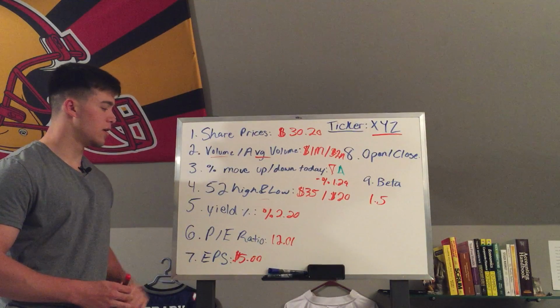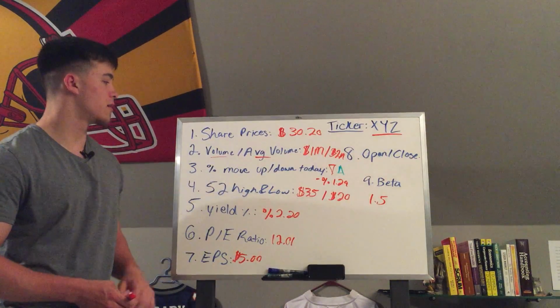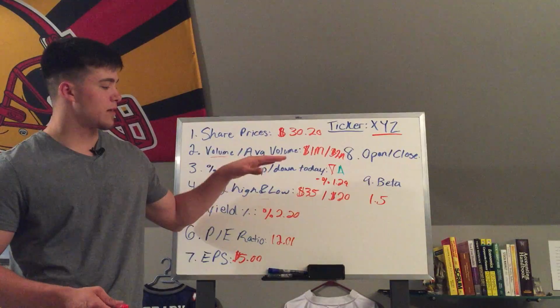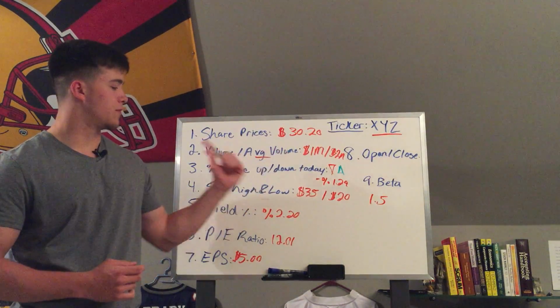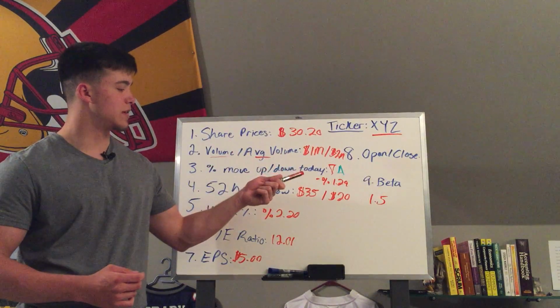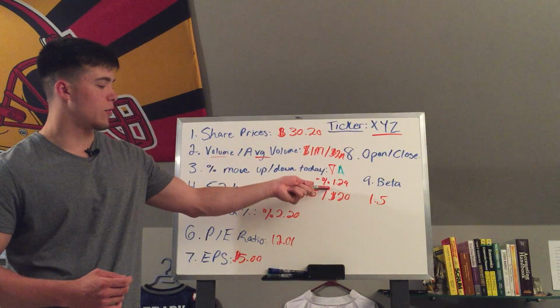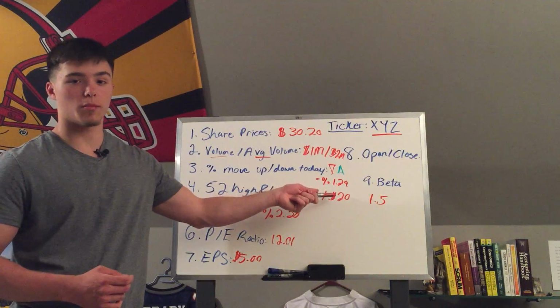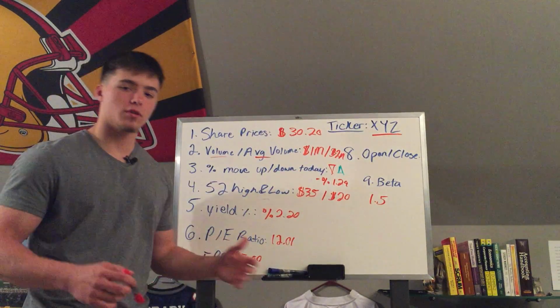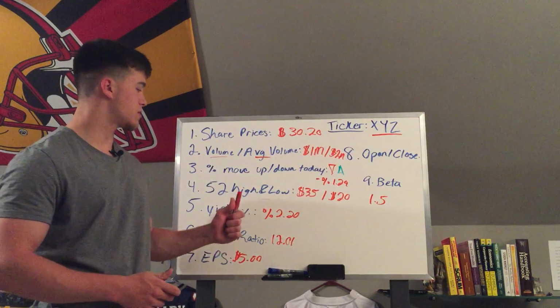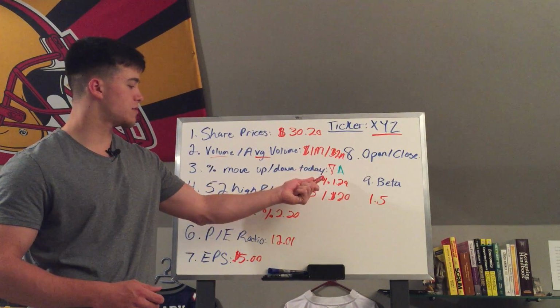Third one you're going to see, percent move up and down today. What that means is it's going to fluctuate throughout the day as their share price moves. But like I said before, this day's over. They were down 1.29%. It's usually going to be in red, but if it moves up, it's going to be in green, usually, depending on what platform you use to look at your stocks. That's typically what it's going to be, though, guys.